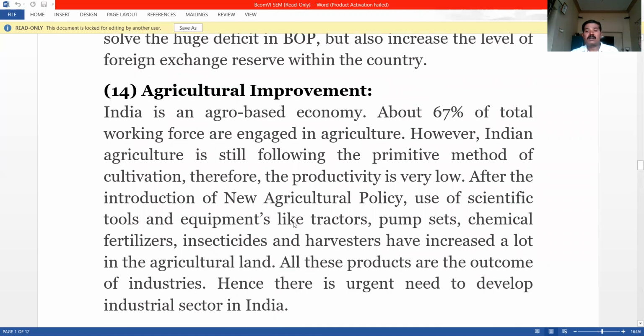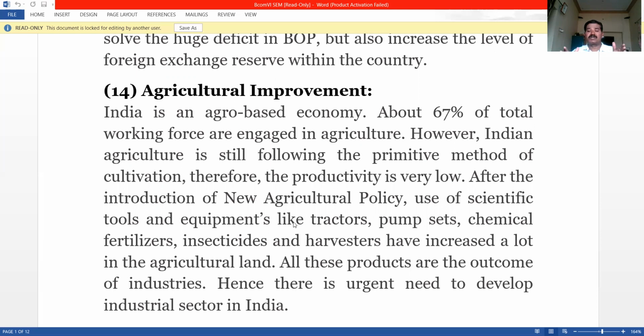Next one, agricultural improvements. India is an agro-based economy. About 67% of the total workforce is engaged in agriculture. However, Indian agriculture is still following primitive methods of cultivation. Therefore, the productivity is very low.